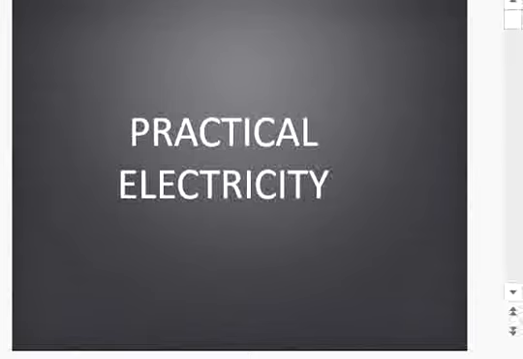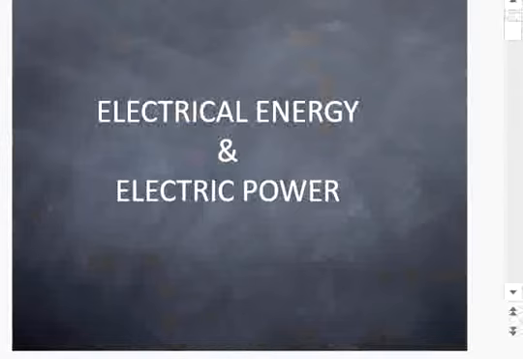So practical electricity. What is practical electricity? In this topic, there are two parts that you need to understand. Number one is electrical energy, and number two is electrical power. In this topic, we will be calculating and explaining how appliances use energy in terms of electrical energy, not heat energy, not other types of energy, but at first it is using electrical energy.